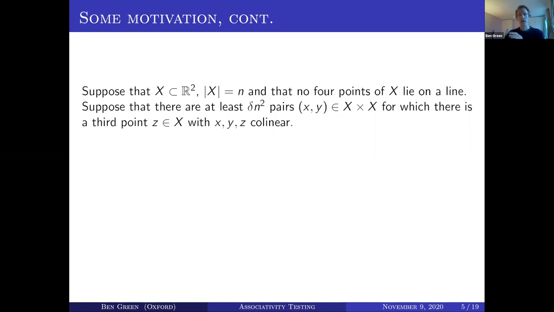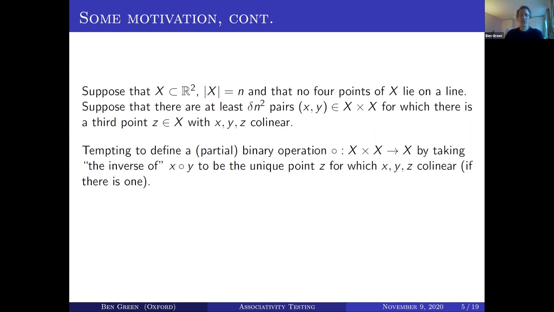Here is a very, very rough idea for a strategy that you could contemplate. If you've got a set of points with many collinear triples, it's tempting to define a sort of partial binary operation from X cross X to X, basically by defining X circle Y to be, or rather the inverse of that, whatever that should mean, the other point Z on the line.